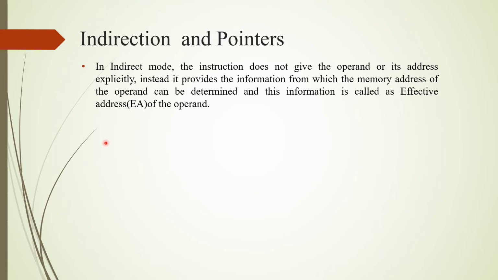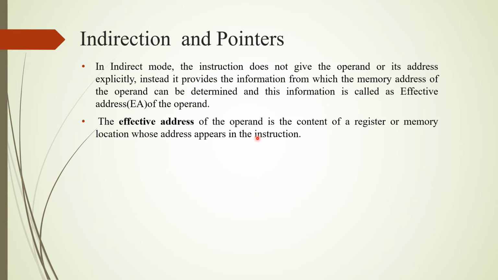So in the indirect mode, the instruction will not give the operand or its address, but it will have certain information. With the help of that information, the memory address of the operand can be determined, and that address we call the effective address of the operand.